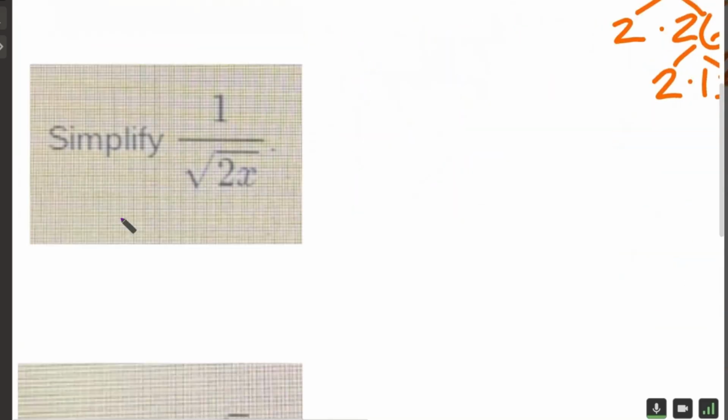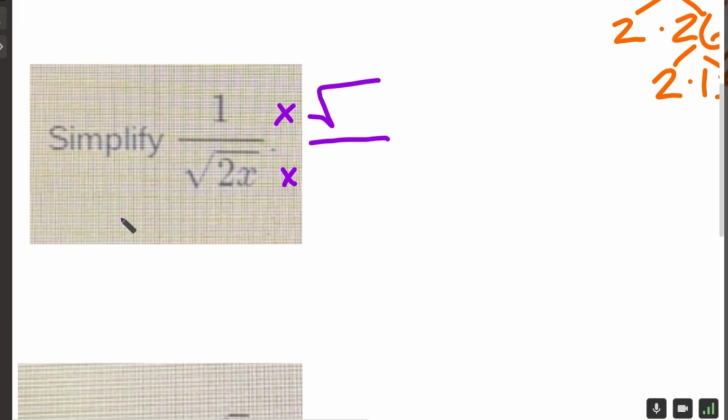Next one, 1 over square root of 2x. So now we have a variable. We got a variable that we're including into the expression. No big deal. It's the same. The principle still remains the same. We're going to multiply the top and bottom by the square root of 2x.